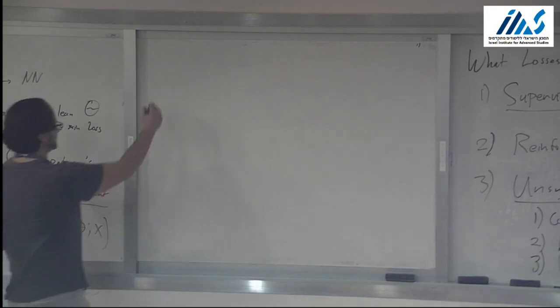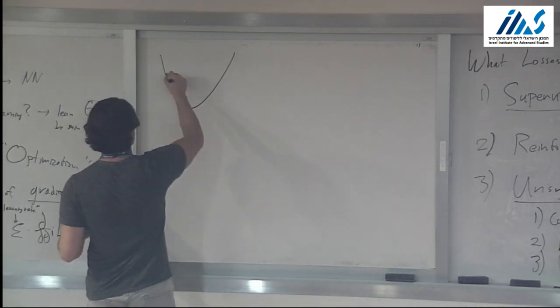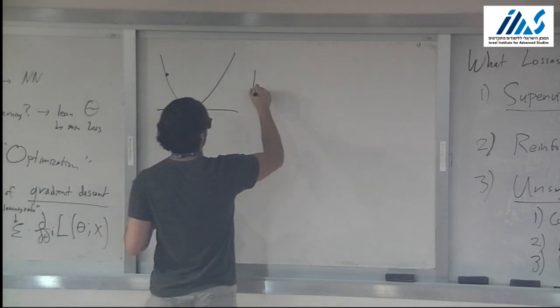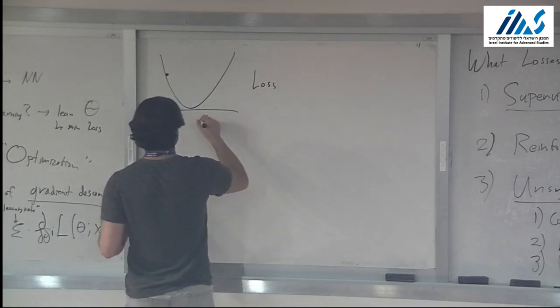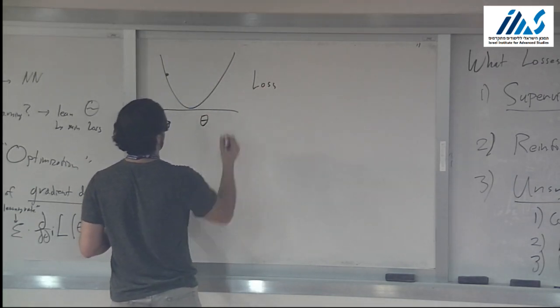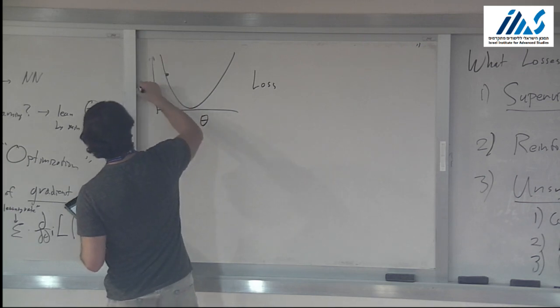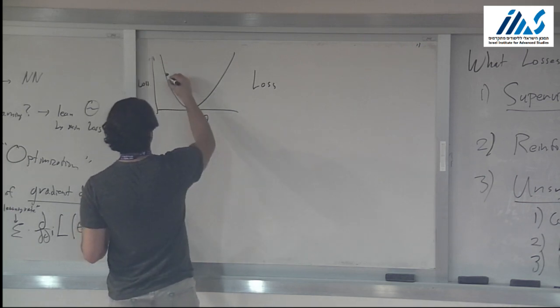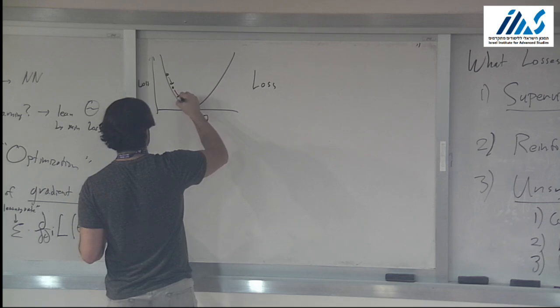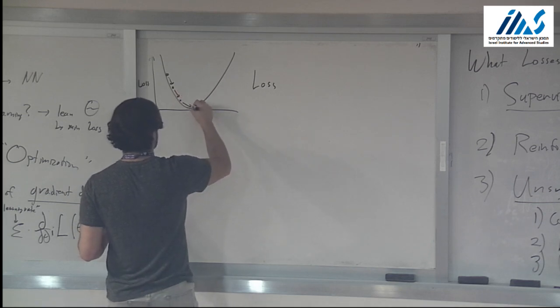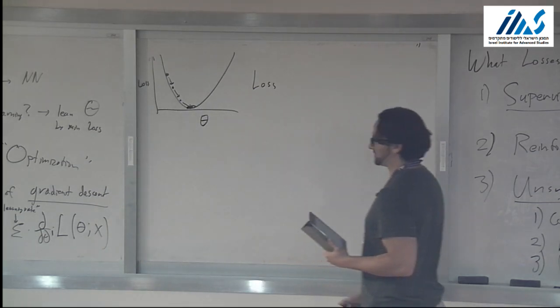And of course, this is something that's very familiar in some physics contexts. The loss, so this is, say, some value of theta, and this is the loss. And we're just taking discrete steps, etc., in order to try to minimize the loss.